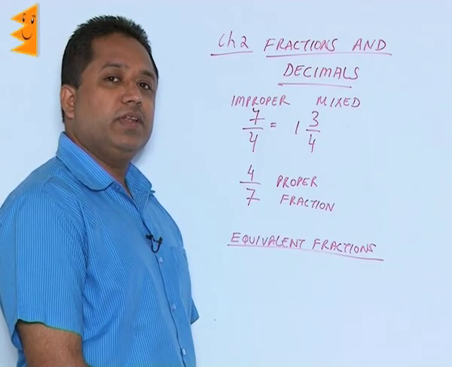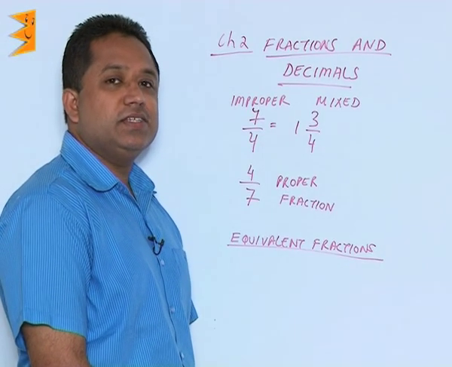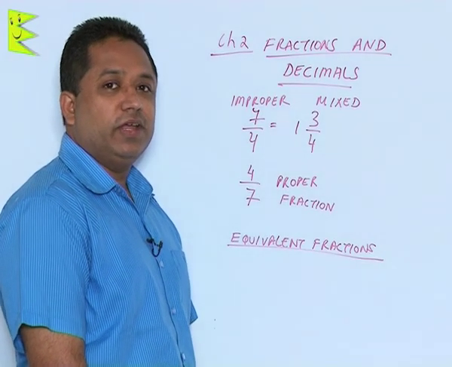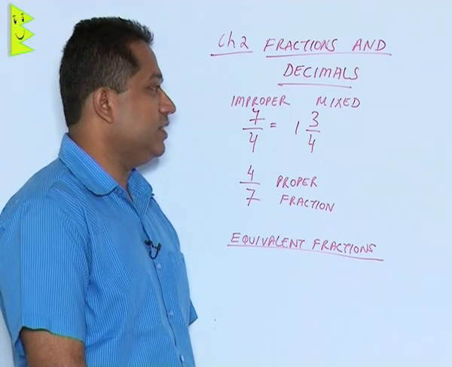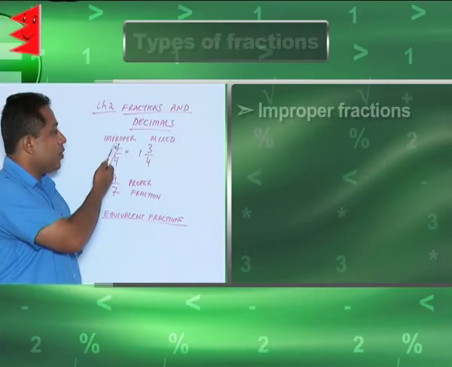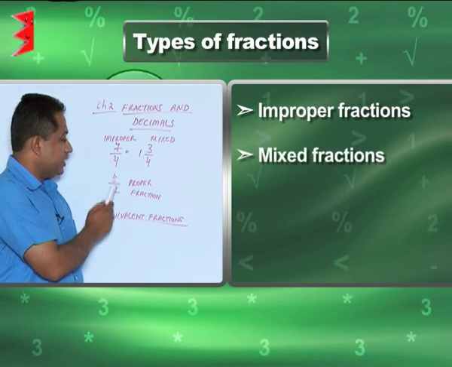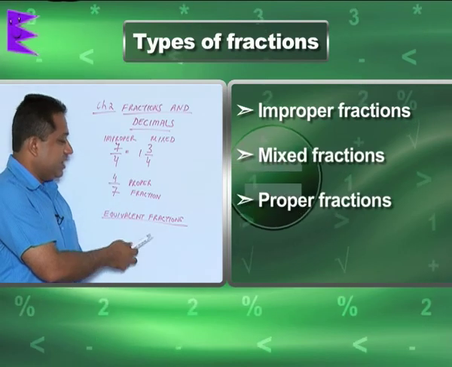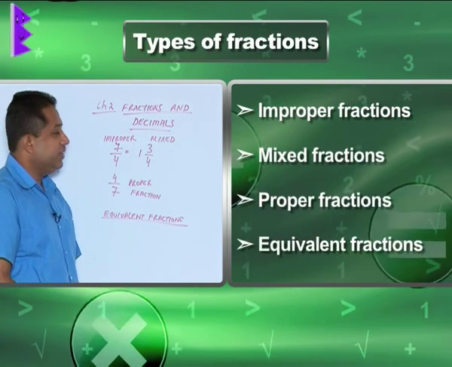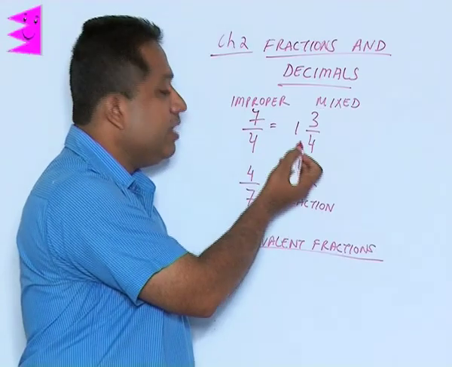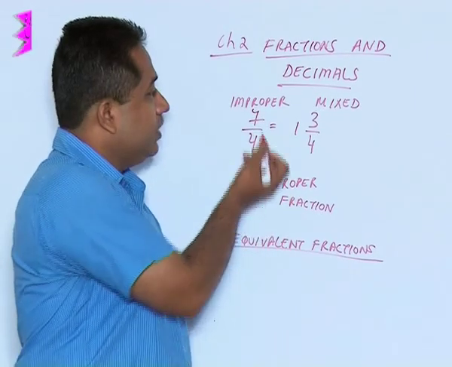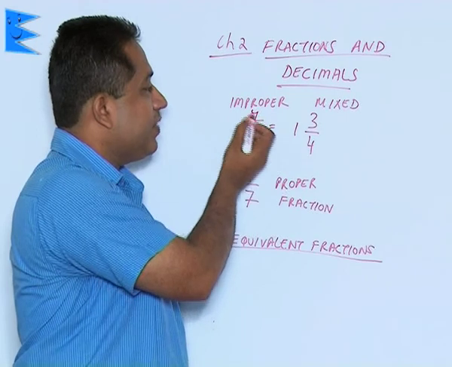In the next chapter, we are dealing with fractions and decimals. Now, there are different types of fractions. As you see here, improper fractions, mixed fractions, proper fractions and equivalent fractions. Now, let us try to understand what is the meaning of these words. The first here you see is improper fraction.